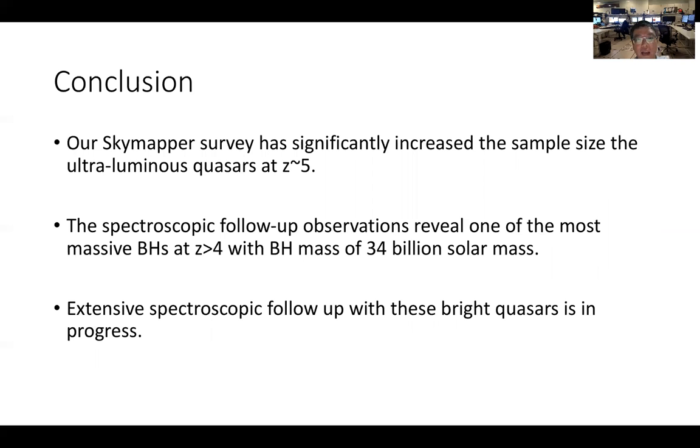Our SkyMapper survey has significantly increased the sample size of ultraluminous quasars at redshift 5. And the spectroscopic follow-up observations reveal one of the most massive black holes beyond redshift 4. The black hole mass is 34 billion solar masses. And please stay tuned for our ongoing extensive spectroscopic follow-up of these bright quasars.